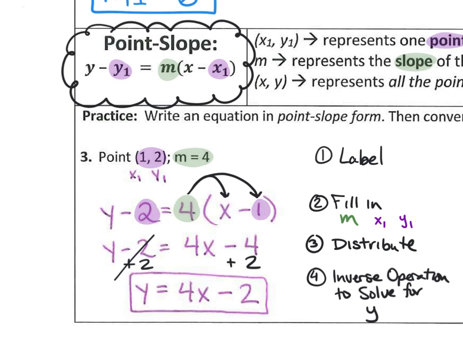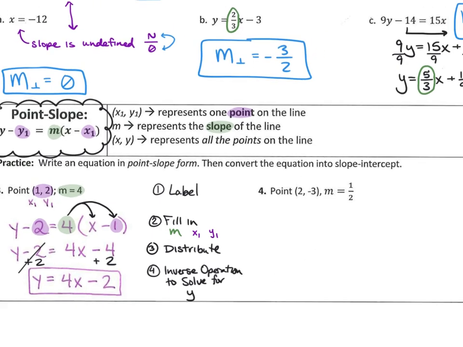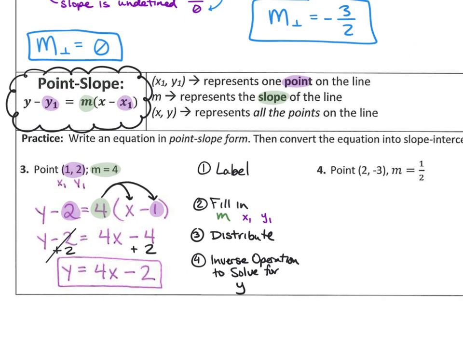I want you to practice these same steps on example 4. So start from the beginning, which means the very first thing you do is label. Then you're going to fill in. Then you're going to distribute and inverse operations. You have 4 steps here. You got this. I want you to try example 4.